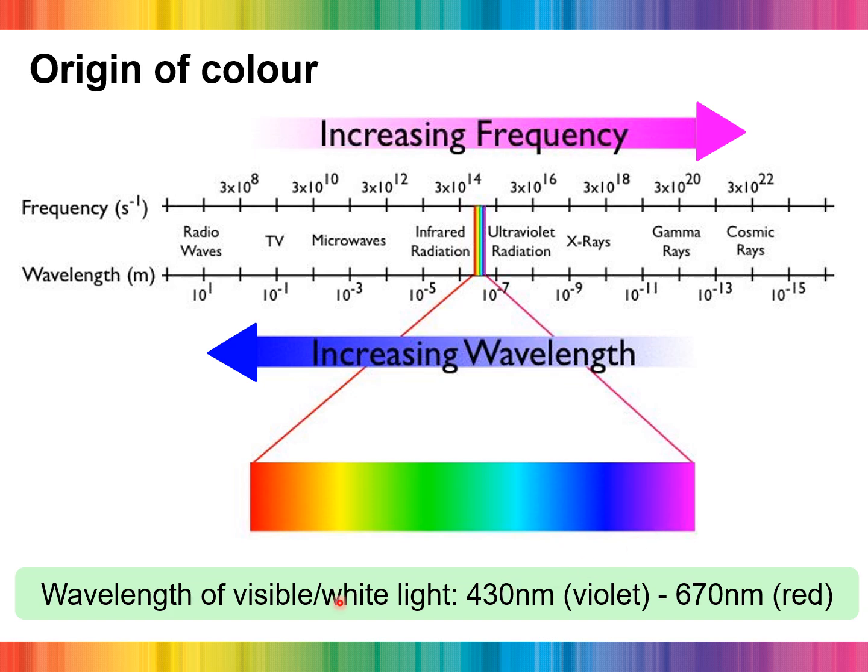It's good to actually know the range of wavelength for visible light, which is also seen as white light. It's from 430 nanometer to 670 nanometer. 430 nanometer is the shortest wavelength, so it's over here, and 670 nanometer is over here for red. So for us chemists, we will learn the sequence of the colors.